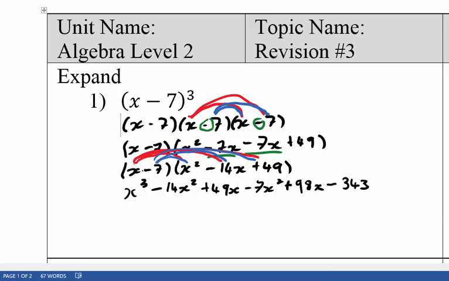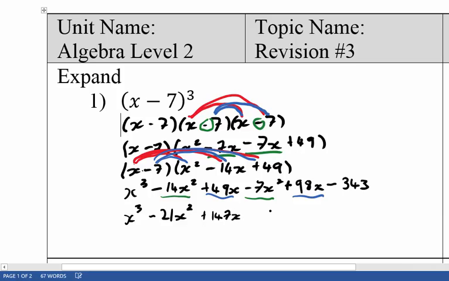Now I need to go through and find my common values. There's an x cubed, there are no other x cubeds. There's an x squared there and an x squared there, so I can add those together. And there's an x there and an x there, and the number by itself has no other numbers. So x cubed I can't change. The x squareds, the negative 14x squared and the negative 7x squared, I need to add those together, and that becomes negative 21x squared. I'm now going to add the x's together, 49 and 98. I add those on and I get 147. Note that they're both positive in this case. So 147x. And then finally, negative 343. And that there is my answer.